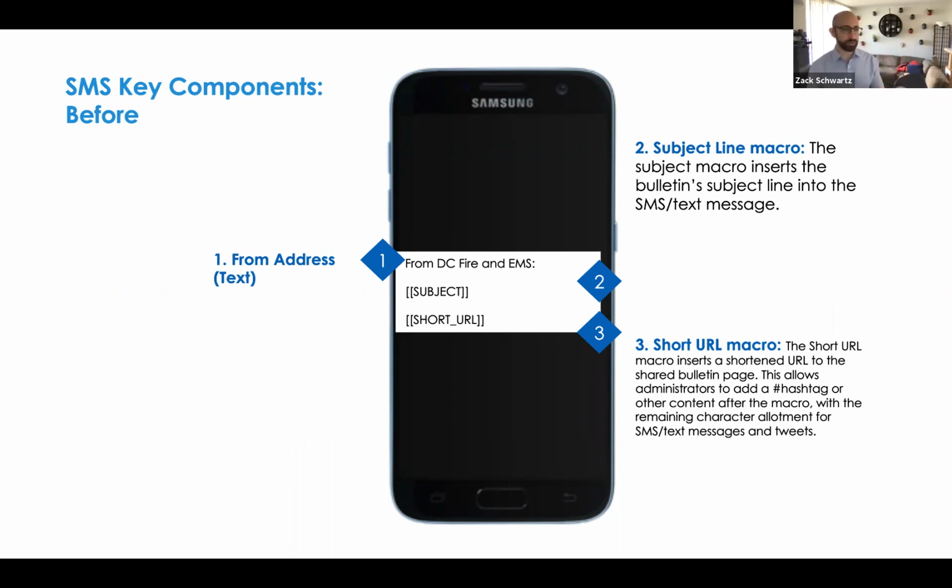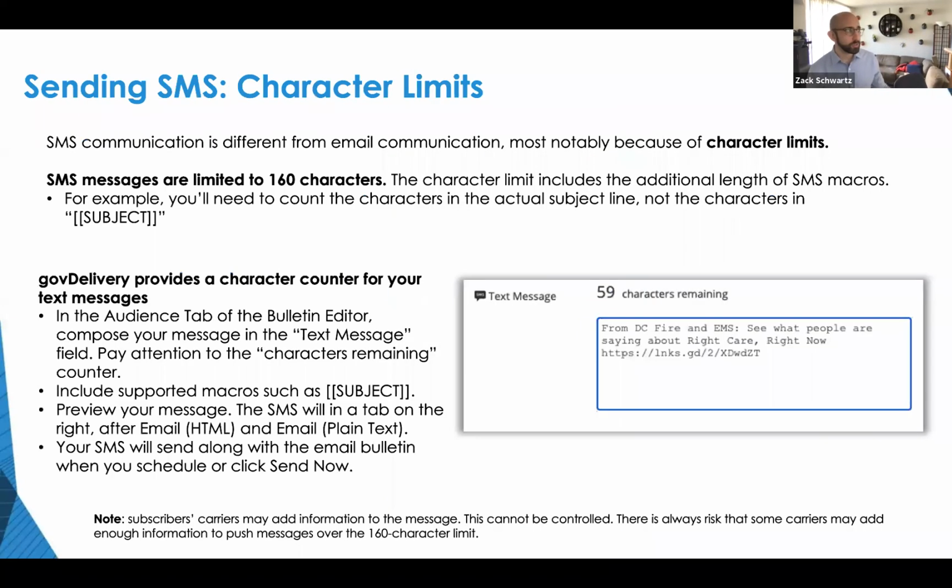We say a short URL because there are only a certain number of characters allowed in a text message. Short URL condenses that to, I want to say, like 10 characters, and allows you to have a little bit more content in your message. Because when you are working with SMS, the most notable thing is your character limits. SMS messages are limited to 160 characters. And that character limit includes things like your link there.